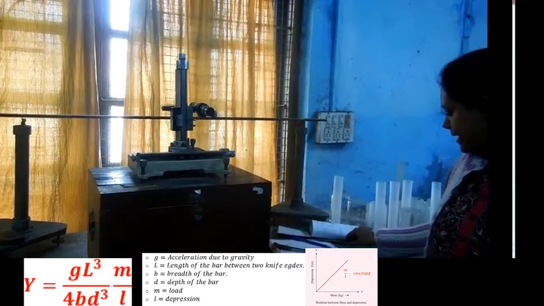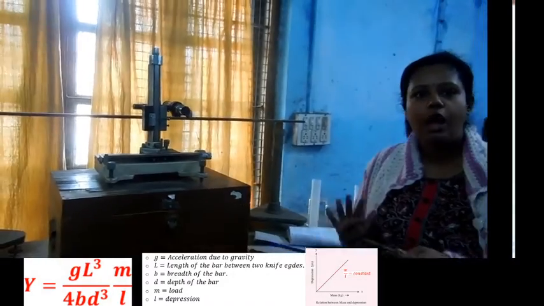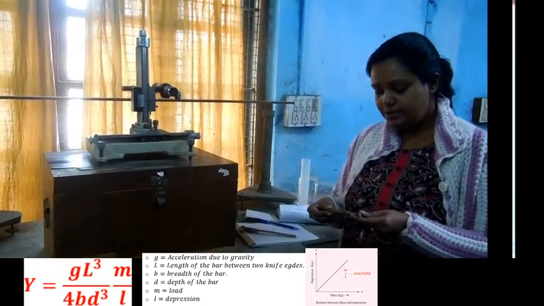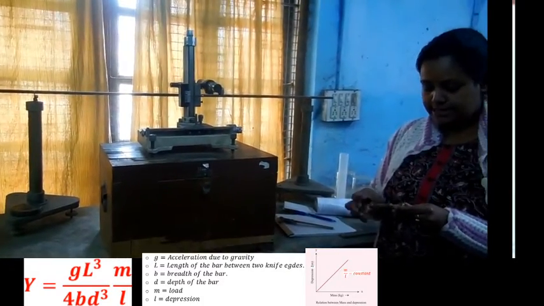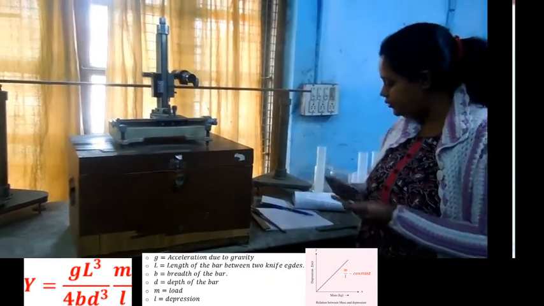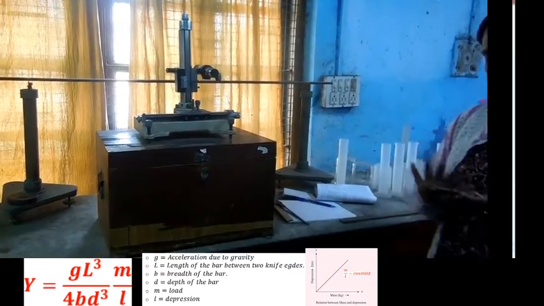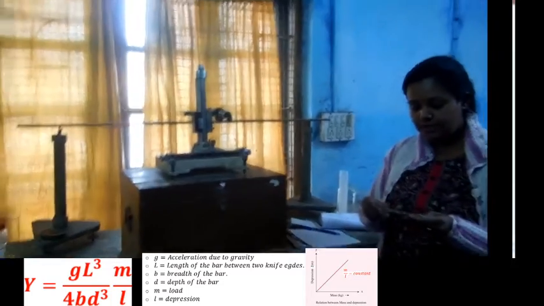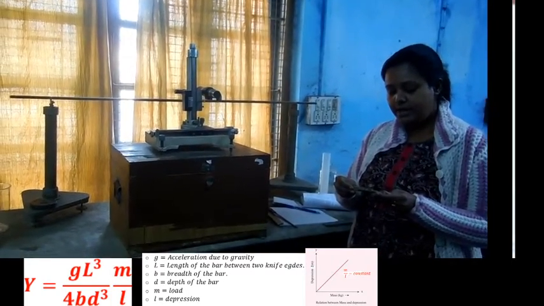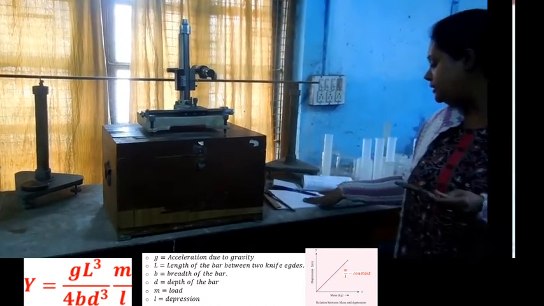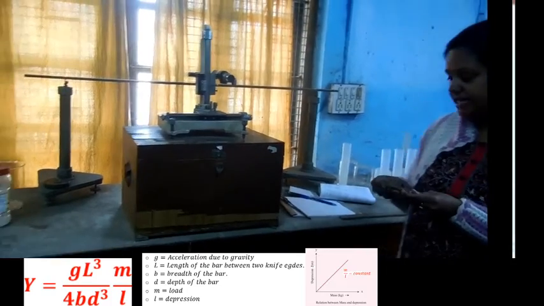Now let's come to finding out the depth of the bar. We will find out the depth using a screw gauge. You already know how to use a screw gauge; we have already demonstrated that in the practical classes. We take this screw gauge and find out the least count. The least count of this screw gauge is 0.001 centimeter. Least count is basically the screw pitch divided by the total number of divisions. Here the total number of divisions is 100, and the screw pitch is 1 millimeter. So the least count comes to be 0.001 centimeter.